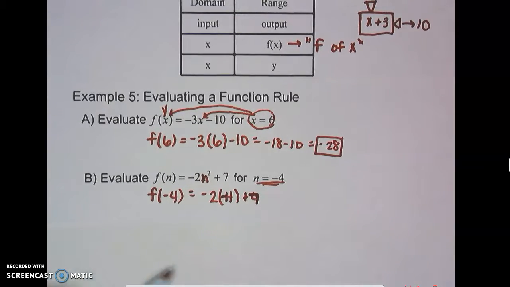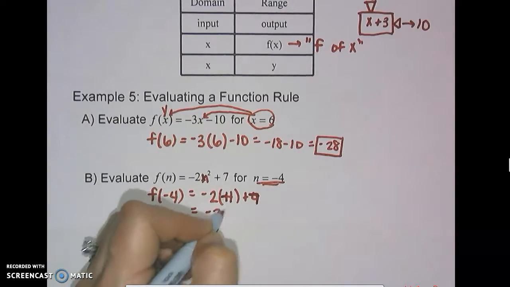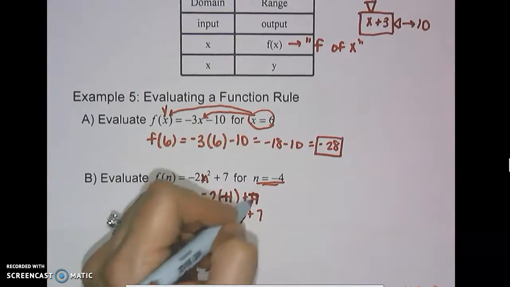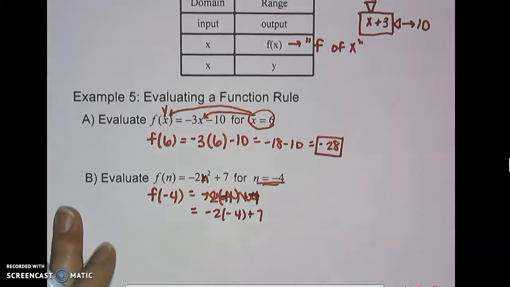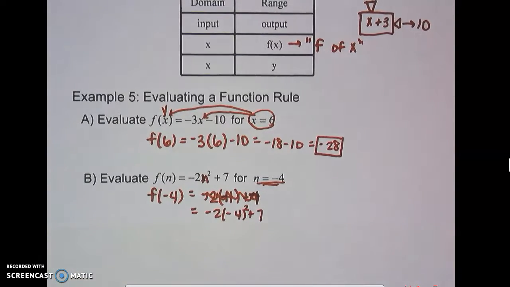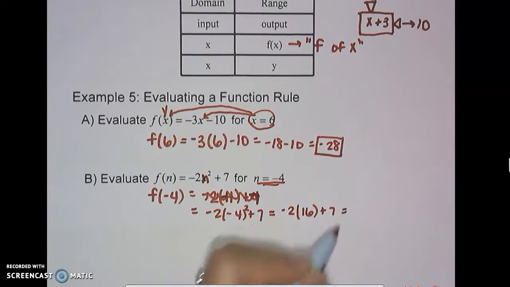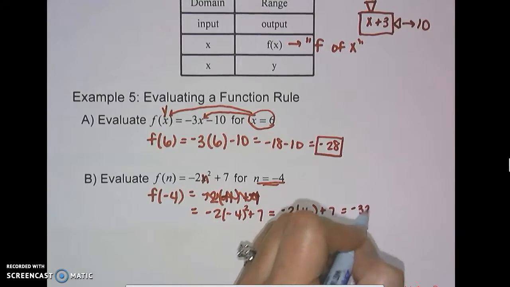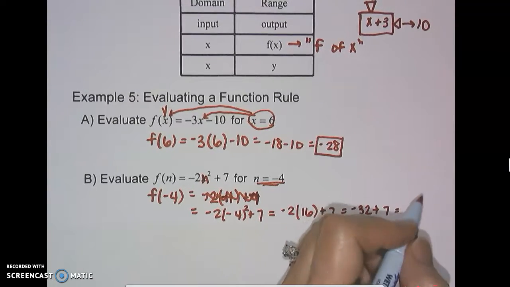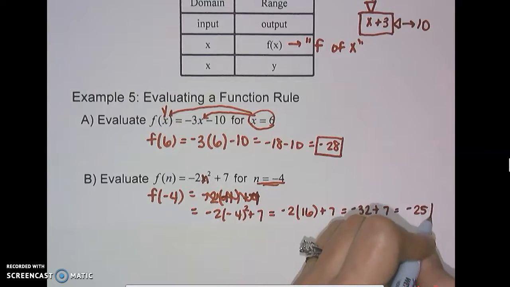All right, so with this, let me write it again down here. You can either do the math by hand, or you can actually just type it in and see what happens. If we're doing order of operations, we would take negative 4 squared first and get a positive 16. Then negative 2 times 16 is negative 32, and adding 7 to it gives us negative 25.